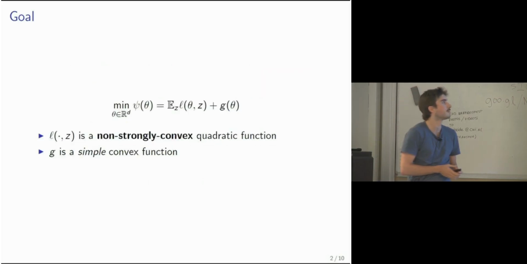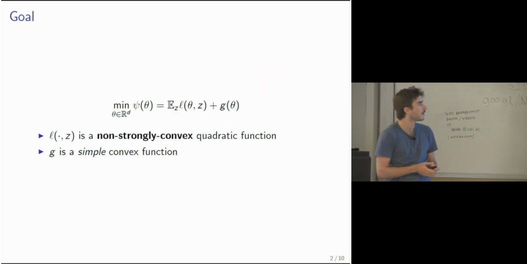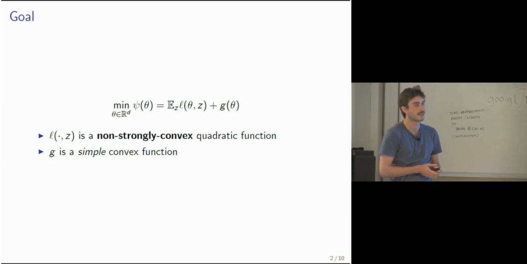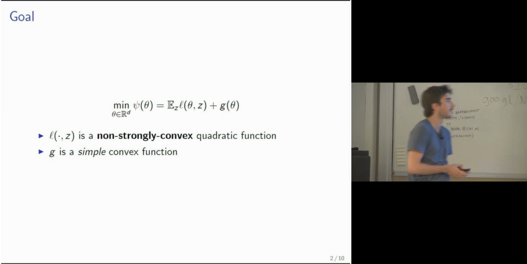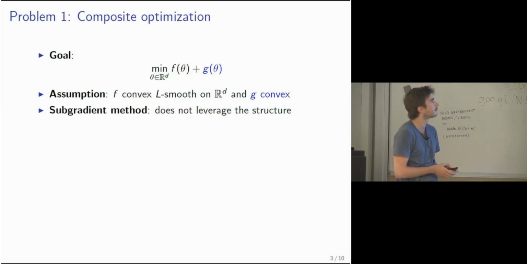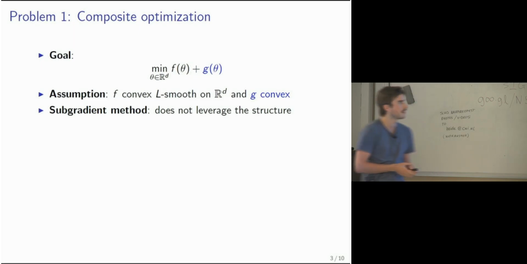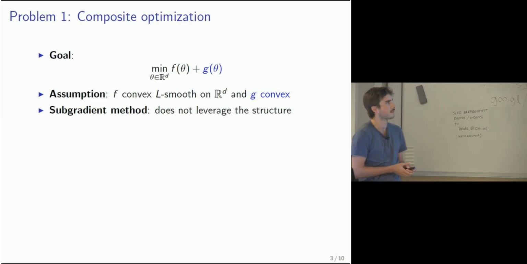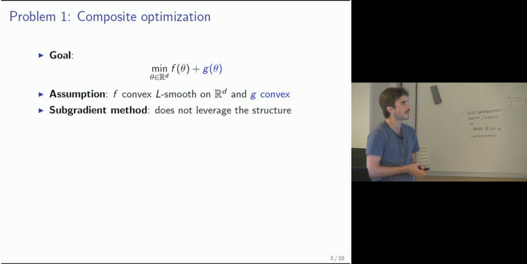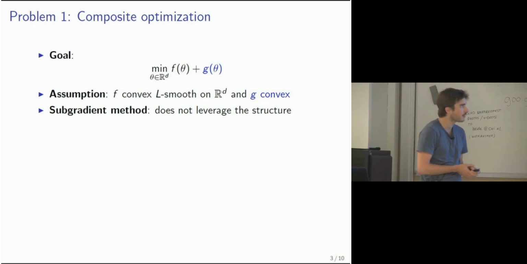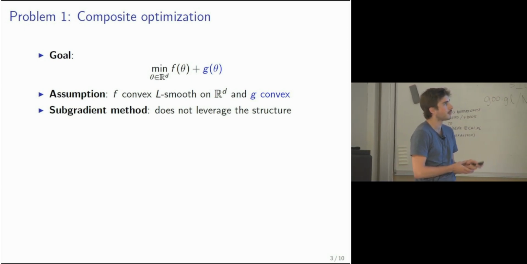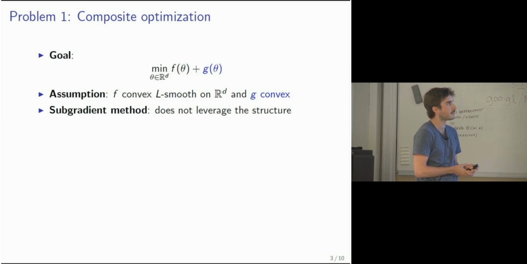Our goal is to minimize the sum of two functions. The first one is the expectation of a non-strongly convex quadratic function, and the second one is a simple convex function, in the sense that we will define after. If we consider that the function f is deterministic, f is convex and smooth, and g is convex, then if we use the subgradient method, we will not leverage the structure of the function, and we will not use the fact that f is smooth.